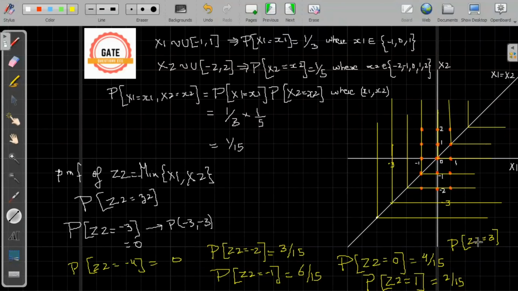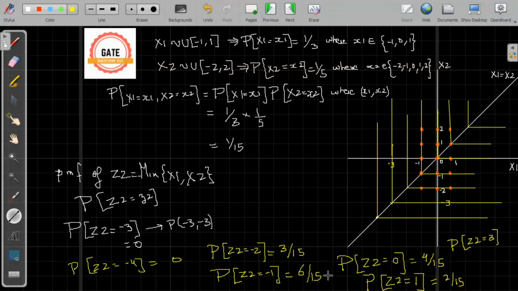Similarly, for any value of Z2 which is greater than 1, even if you draw for Z2 equal to 2, for any value that is greater than 1, we can see here there will never be overlapping between the boundary and these 15 points. So for all the values of Z2 which are greater than 1, the probability is going to be 0.